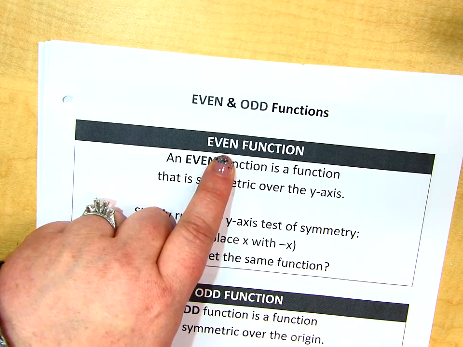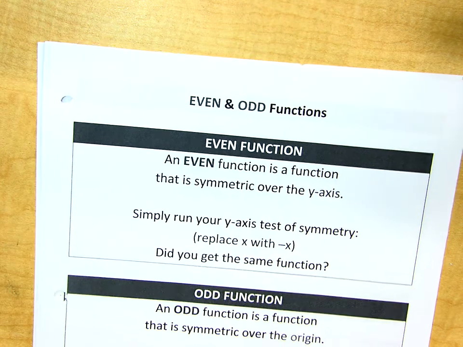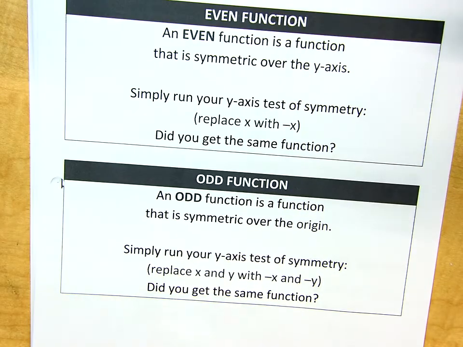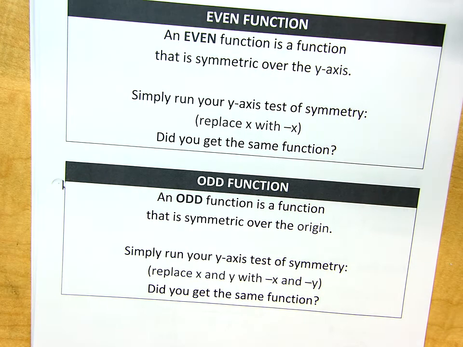Okay, so we're going to try that. Then we also have odd functions. That's when a function is symmetric about the origin. So remember testing for symmetry about the origin? We did that by plugging in a negative x and a negative y, simplifying your function and seeing if it matches the original. If it does, then we say it's an odd function.